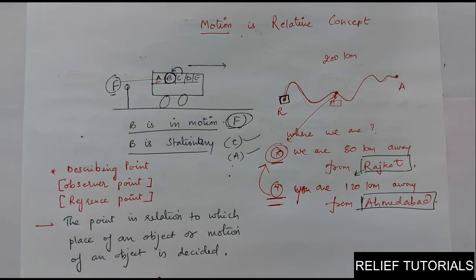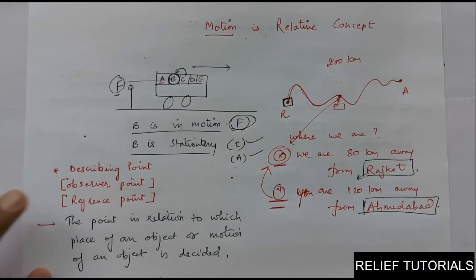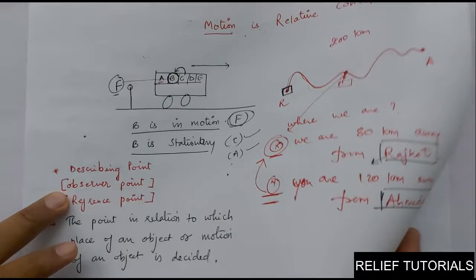Then we started our chapter and we decided that motion is a relative concept. It cannot be represented independently. To decide the motion of any object, first of all we have to decide the describing point or the reference. Let us see how the reference point or describing point affects the motion of an object. Also, we have seen in the previous lecture that there are two types of quantities: scalar quantity and vector quantity. Okay, now let us move further.